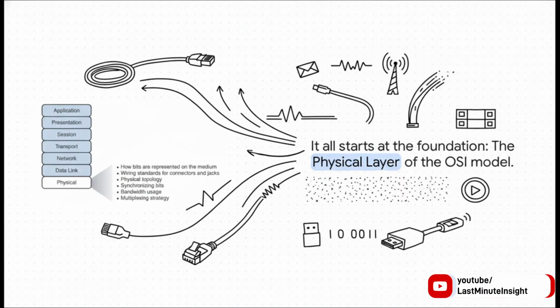You see, every email you send, every video you stream, it all begins its journey as a simple signal. And to understand how that signal travels, network engineers use this sort of universal map. It's called the OSI model. And we're starting at the very bottom, right at the foundation, layer 1, the physical layer.